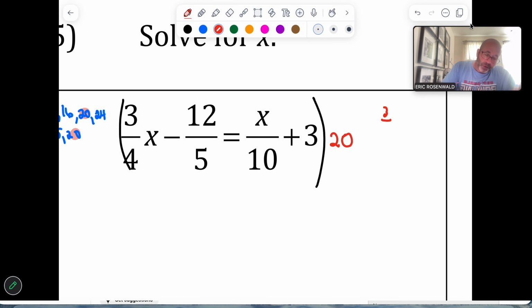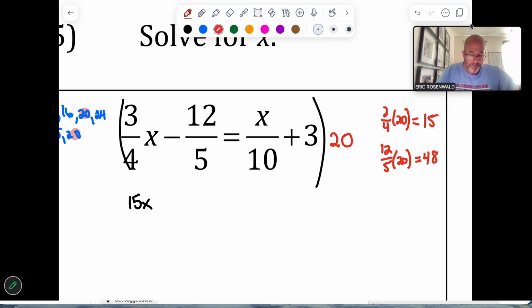When I do 3/4 times 20, what ends up happening is we get 60 divided by 4, which is 15. So now this is going to be a 15x. When I go ahead and do 12 over 5 times 20, this is going to equal 240 divided by 5, which is 48. Okay, and so we end up with minus 48.